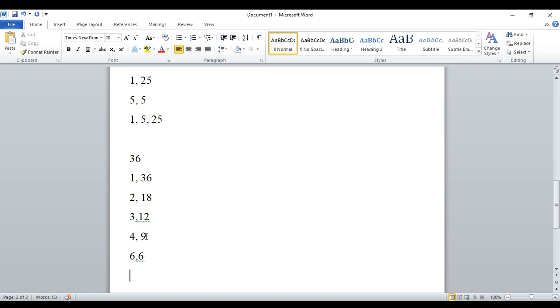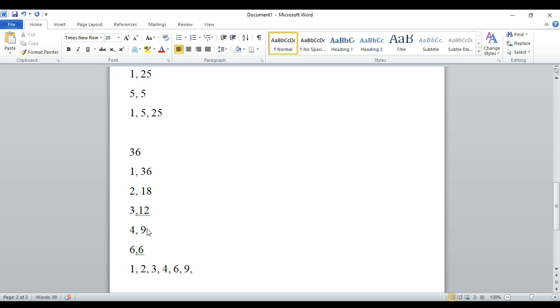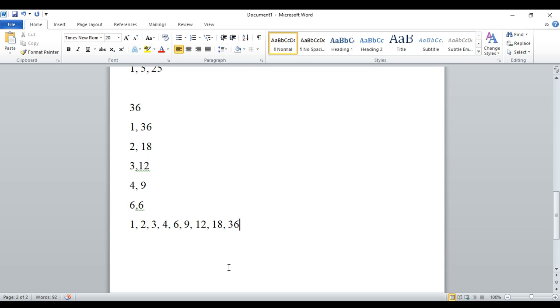So when we write these in numerical order, we're going to write 1, 2, 3, 4, 6. We're only writing the 6 down 1 time. Then we're going to write 9, 12, 18, and 36. 36 has quite a few factors, and here they are written in numerical order.